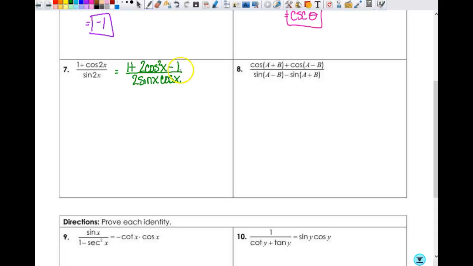So now this 1 minus 1, those cancel out. So this gives me 2 cosine squared x over 2 sine x cosine x. The 2's cancel out. This cosine cancels out with one of those. So I end up with just cosine x over sine x. And that gives me cotangent x in the end.